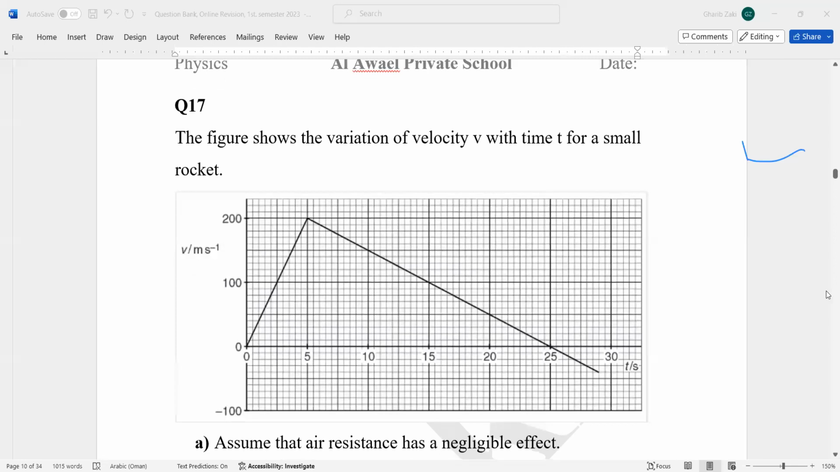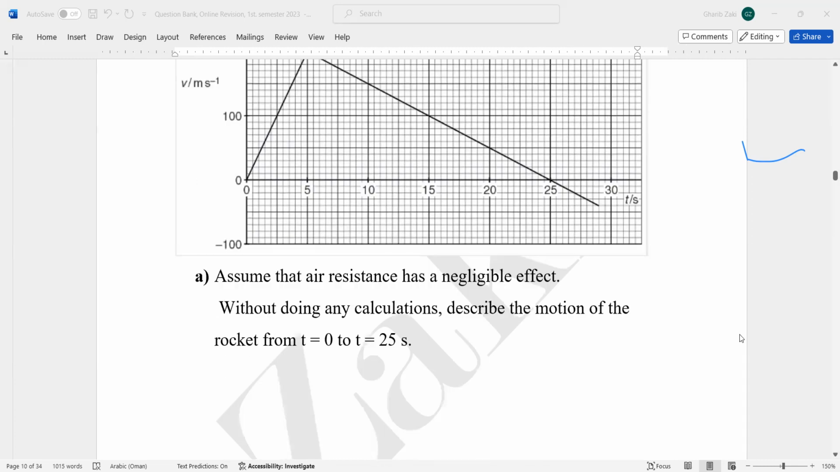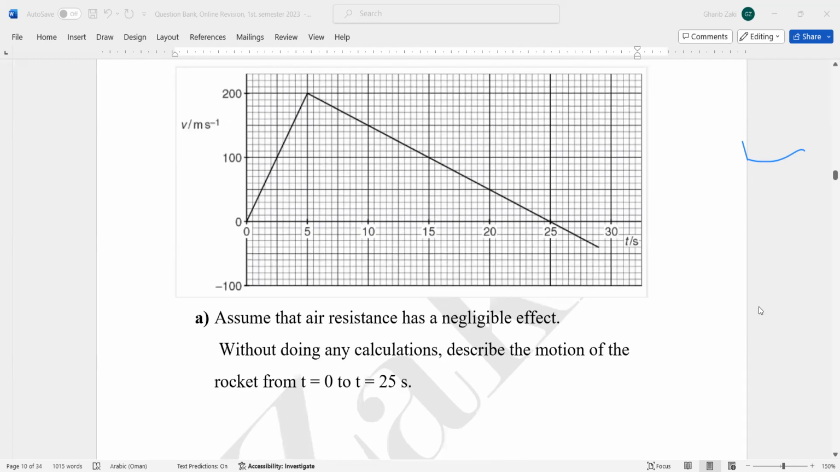Question number 17. The figure shows the variation of velocity v with time t for a small rocket. Assuming that the air resistance has negligible effect, without doing any calculation, describe the motion from t equals 0 to 25. So the rocket moves with constant acceleration from t equals 0 to 5, and then constant deceleration from 5 to 25.